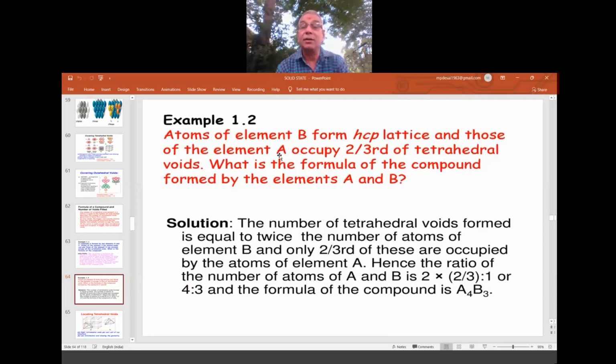Element A occupies 2/3 of the tetrahedral voids. So how many tetrahedral voids are there? It is twice the number. So 2/3 of twice the number. In that way, you have to think. So what is the formula of the compound formed by the elements A and B?